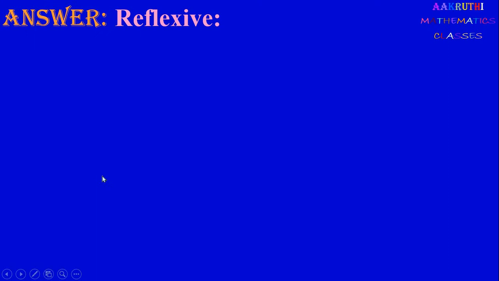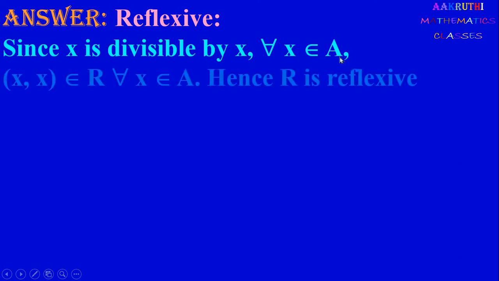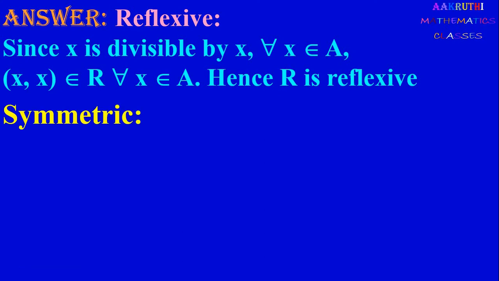Now we check the reflexive relation. x is divisible by x is true, since every element is divisible by itself, for all x belongs to A. 0 is not there in A, so 0 divisible by 0 is not a concern. Since 0 does not belong to A, x is divisible by x for all x belongs to A. It is true. So (x, x) belongs to R for all x belongs to A. Hence R is reflexive.